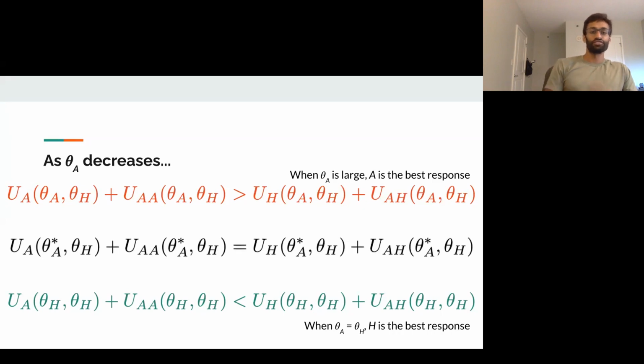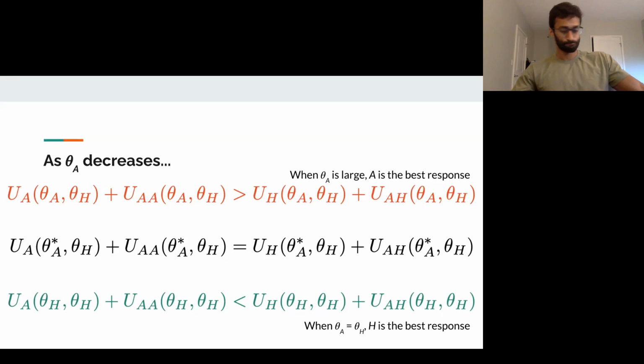And so what that says is, by a continuity argument, there has to be some point in the middle where you're actually indifferent between the two. I'll call that theta A star, where you're indifferent as to your best response to someone else using the algorithm. We should expect this to happen: there should be some point at which you are indifferent between the two strategies, given that for some values you prefer A, and for smaller values of theta A, you prefer H. Does the argument here make sense so far?